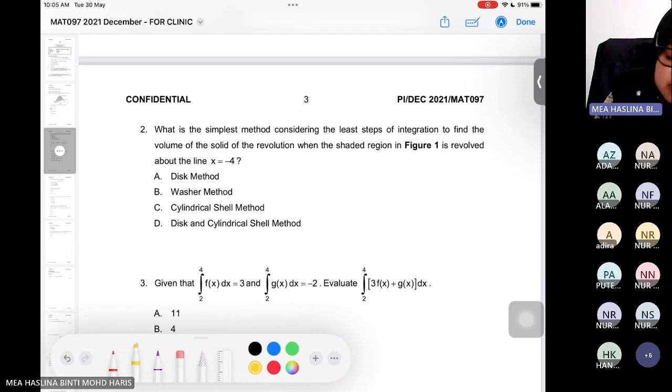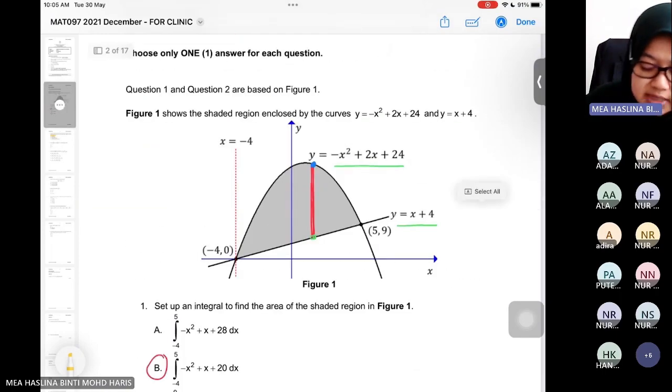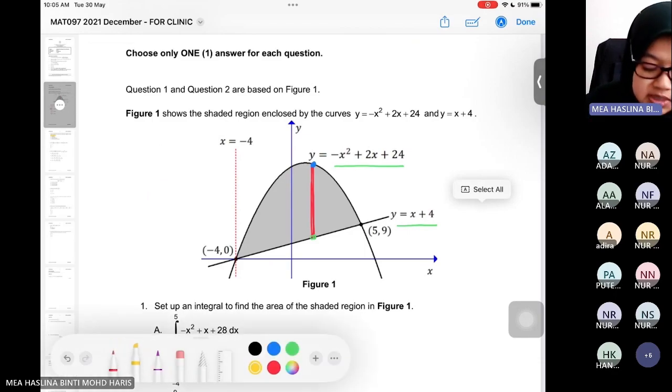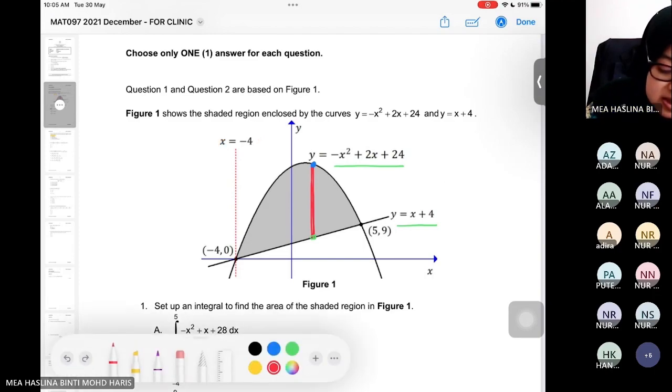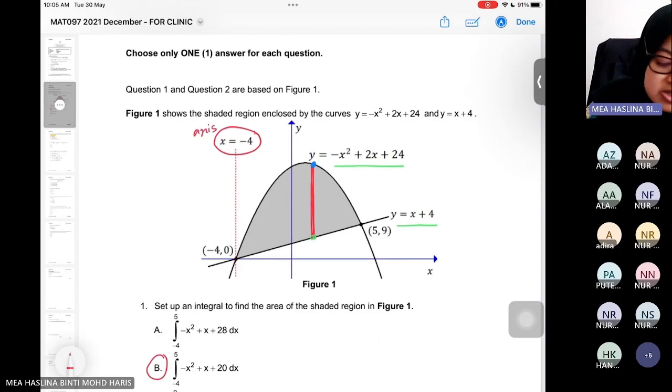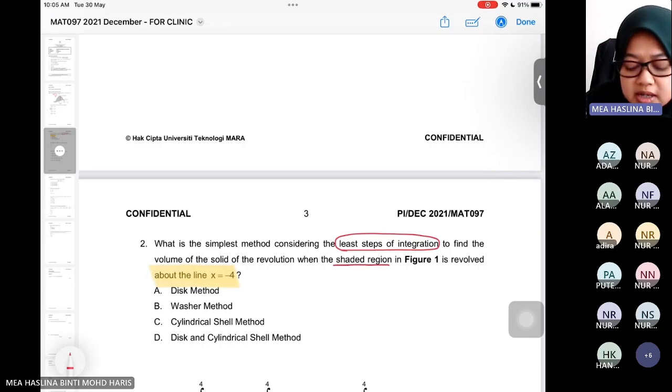As I mentioned, you must first identify the line as the axis of revolution. The line x equals -4, make sure you indicate it clearly in the figure. So x equals -4 is the axis of revolution. When the shaded region is revolved about the line x equals -4, you want to have the least steps of integration. Least steps of integration means the simplest method, meaning that you don't have to divide into many regions.